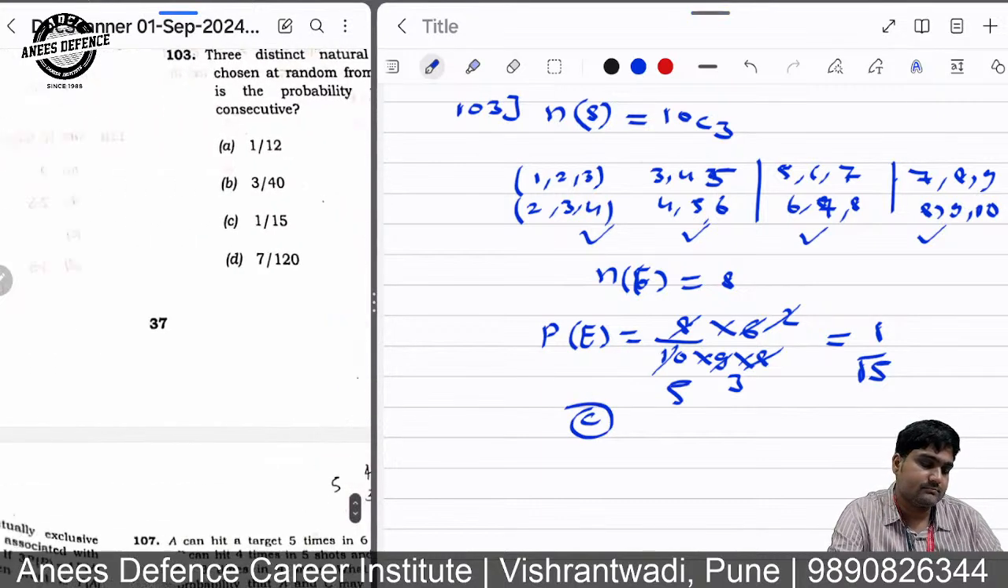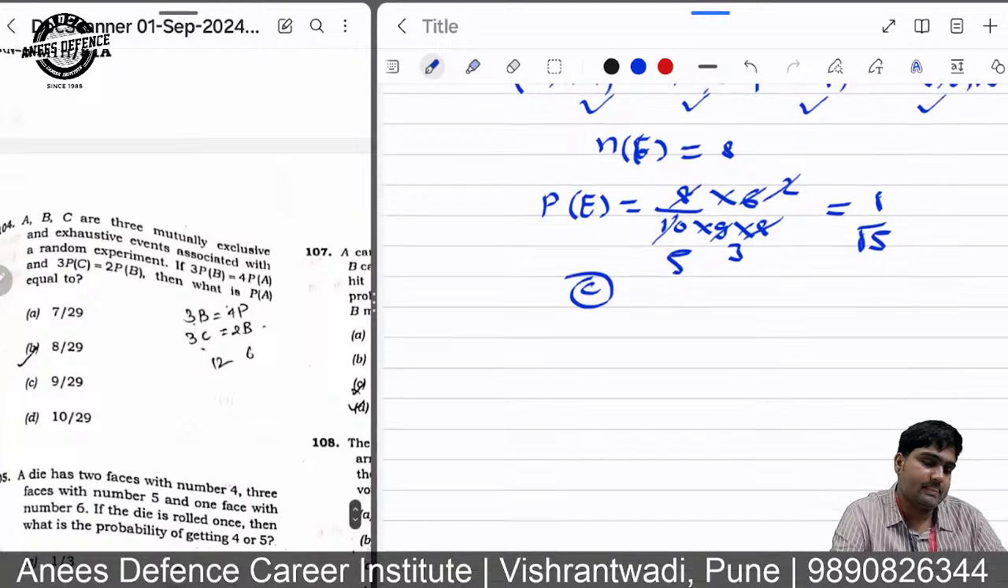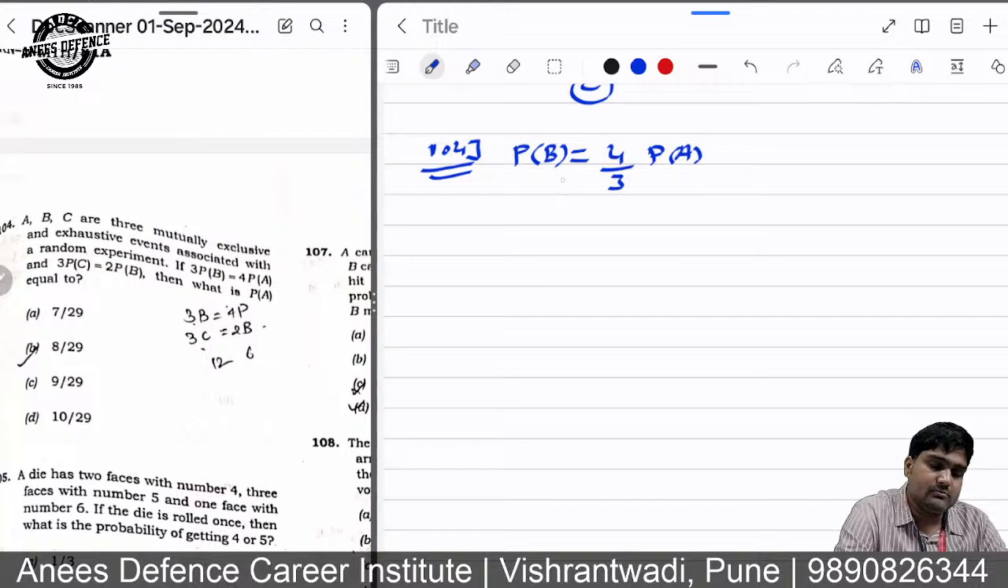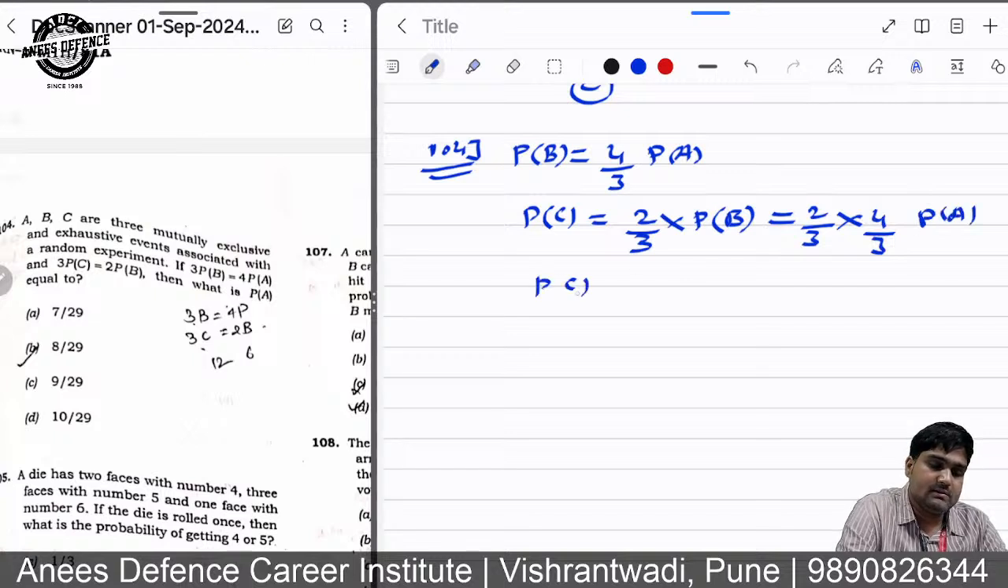Next question, 104. Mutually exclusive and exhaustive events are given. So 3 PB is 4 times PA. So we can say that PB equals 4 by 3 PA, and 3 PC equals 2 times PB. So PC is 2 by 3 times PB. Now put the value of PB from the previous one: 2 by 3 into 4 by 3 times P of A. So P of C is 8 upon 9 times P of A.